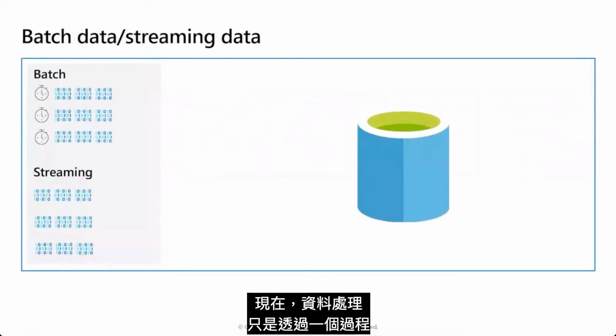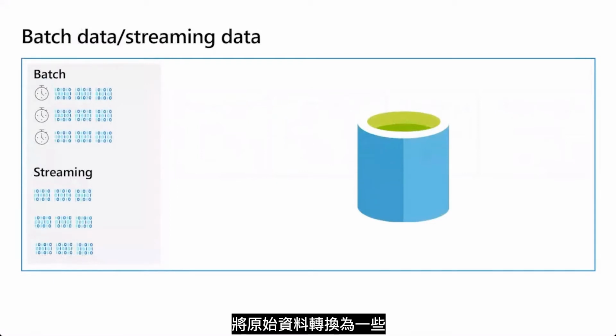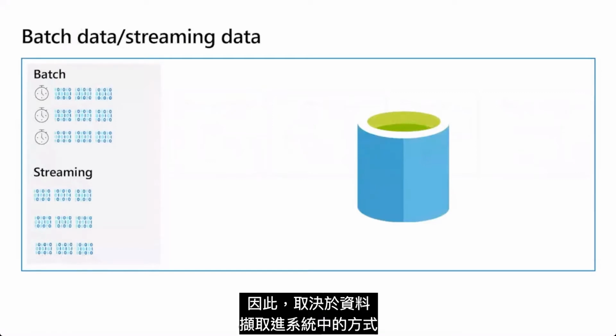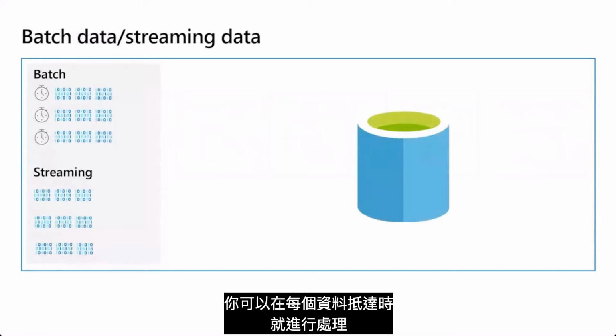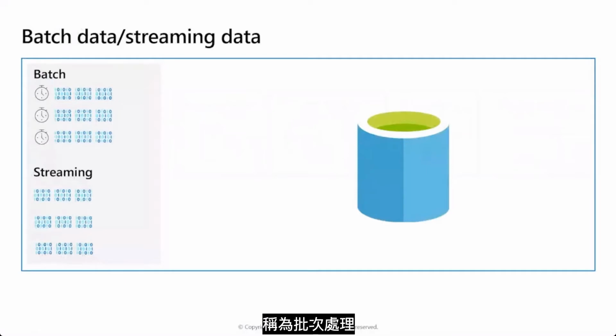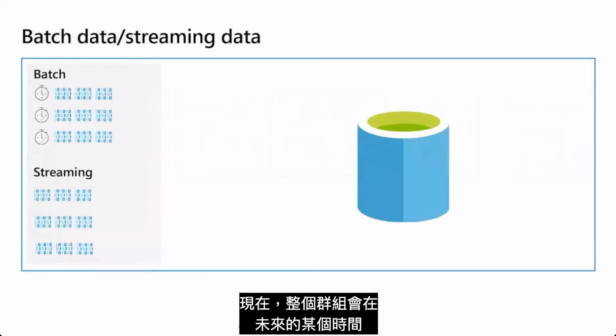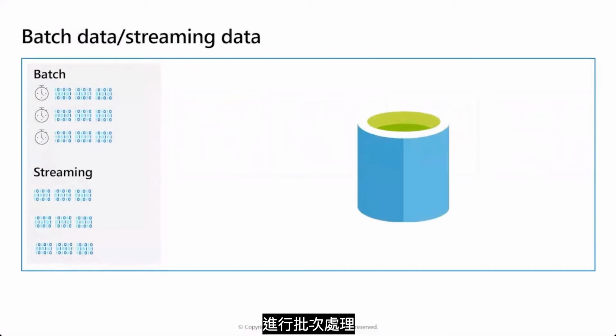Now, data processing is simply the conversion of raw data to some meaningful information through a process. So depending on how the data is ingested into your system, you could process each data item as it arrives, or you could buffer the raw data items and process it in groups. So processing data as it arrives is called streaming, and buffering and processing the data in groups is called batch processing. So in batch processing, the newly arrived data elements are collected into a group. Now, the whole group is then processed at some future time as a batch.